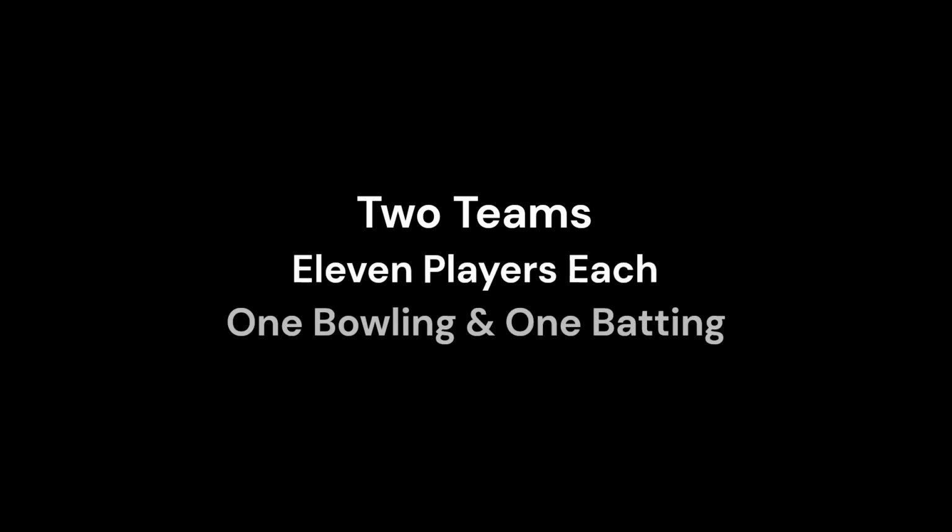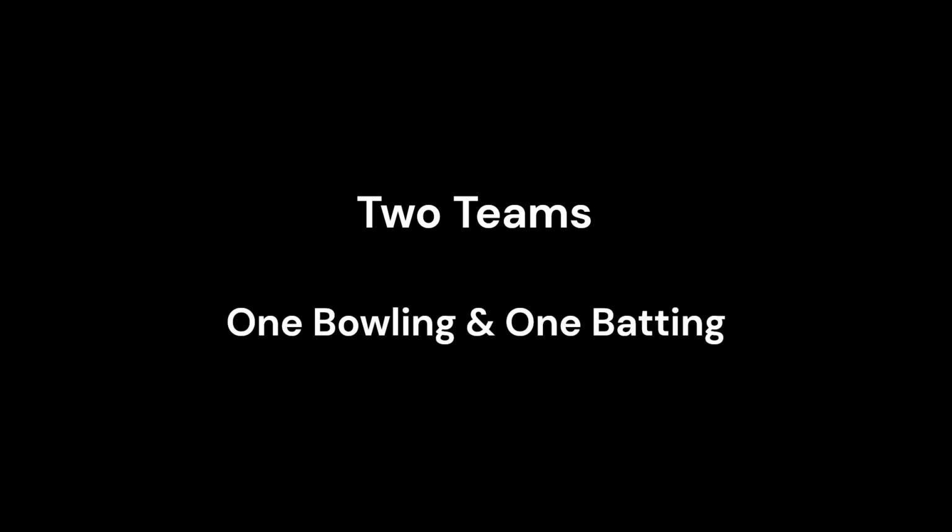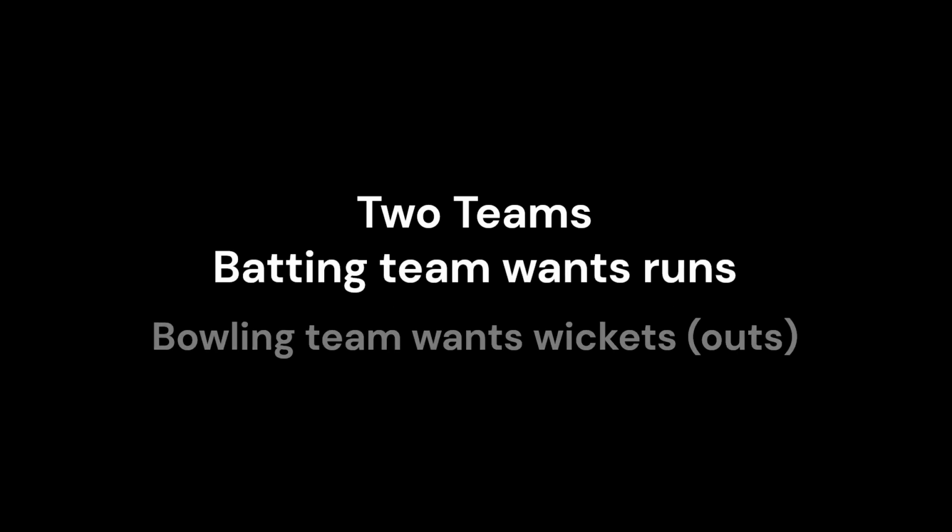So in your cricket match, you've got two teams. Each team has 11 players. You've got one team bowling and one team batting. Put simply, the batting team wants runs and the bowling team wants wickets, which is basically the same as outs.